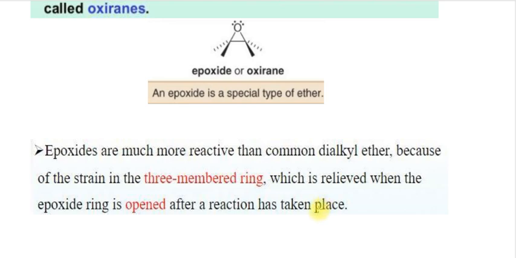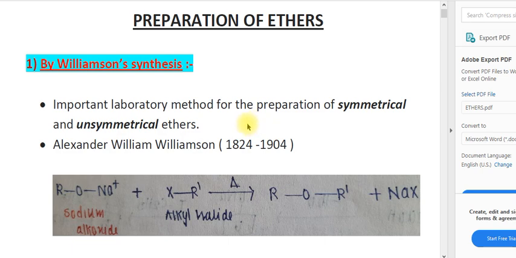We can discuss more about ethers, that means the preparation of ethers and all the chemical properties of ethers. After that, we will discuss how epoxides are prepared and all the important chemical reactions which can be seen in epoxides. So let us explain in detail about the ethers. First of all, we are discussing the preparation of ethers.